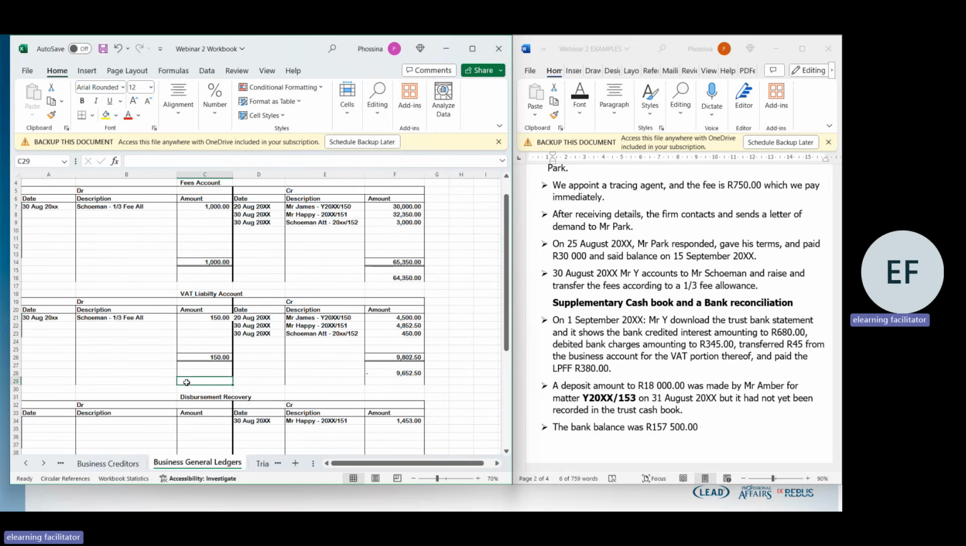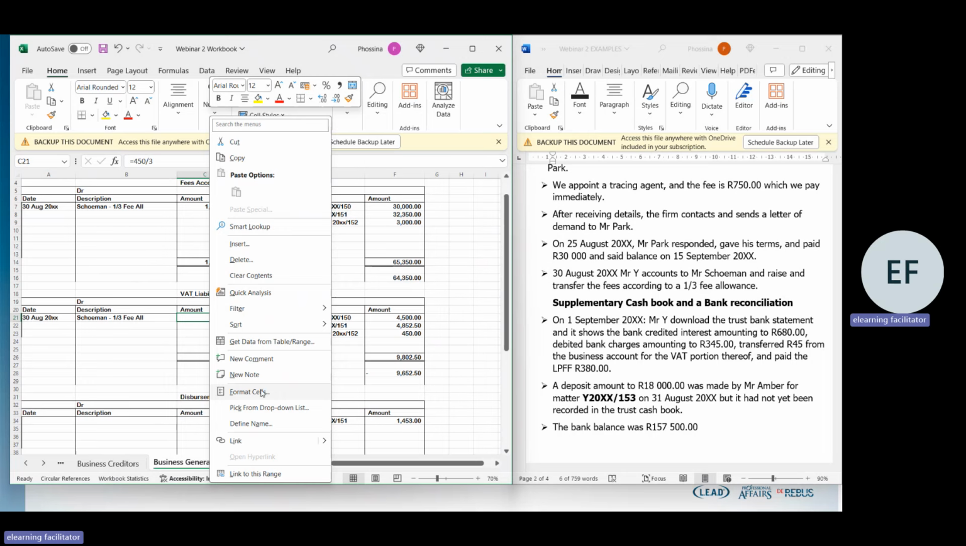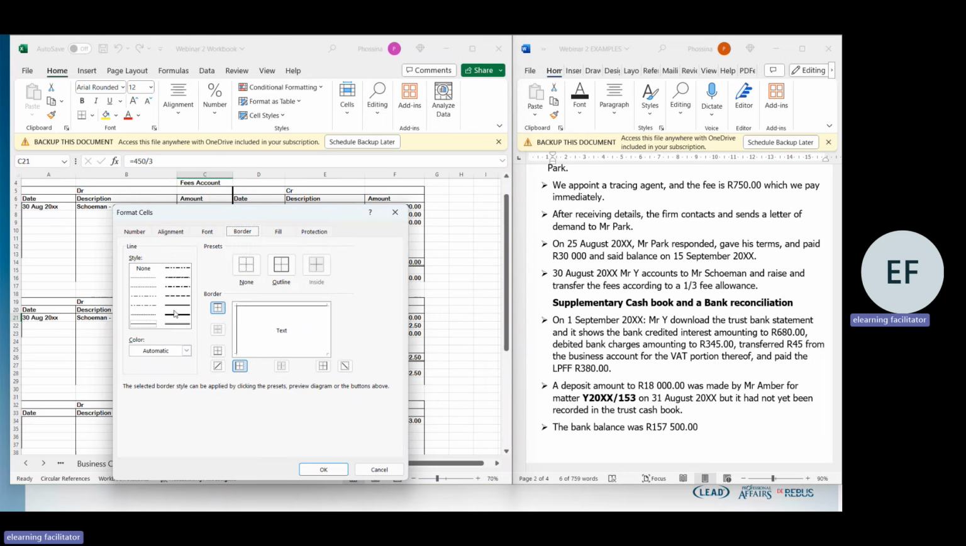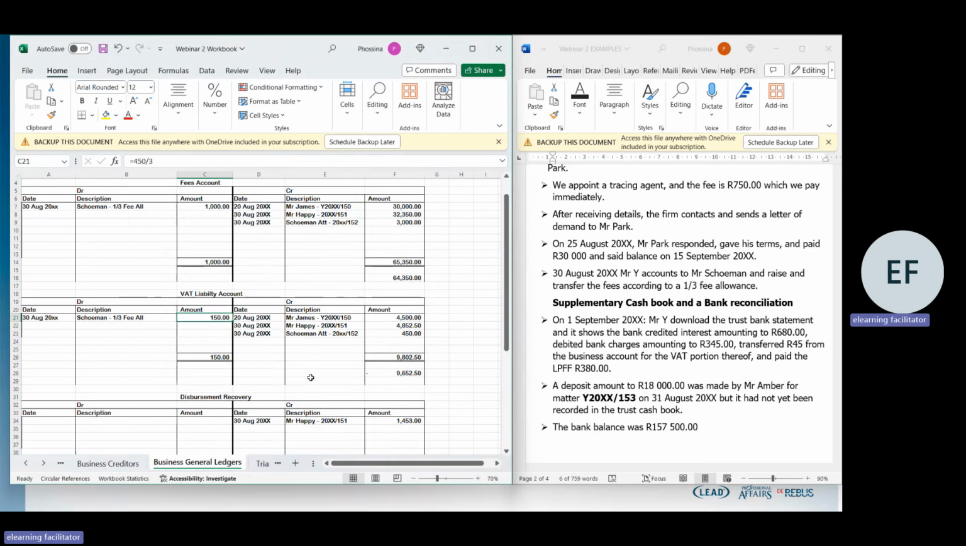conveyancing transaction. If you require this worksheet, then you should let me know and I will post it on the system for you so that you can be able to trace how I've done it. But you can always go through the video and then you watch again.